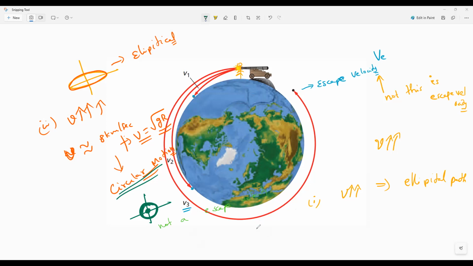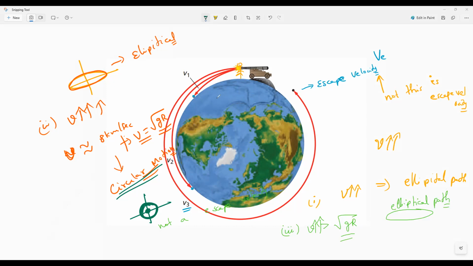Next, third point, please note it. If this velocity keeps on increasing, that is, velocity rises and is greater than root over gr, do you understand? It increases again. Now, in this case also, the body will take another, elliptical path. For Earth alone, I'm saying, an elliptical path.